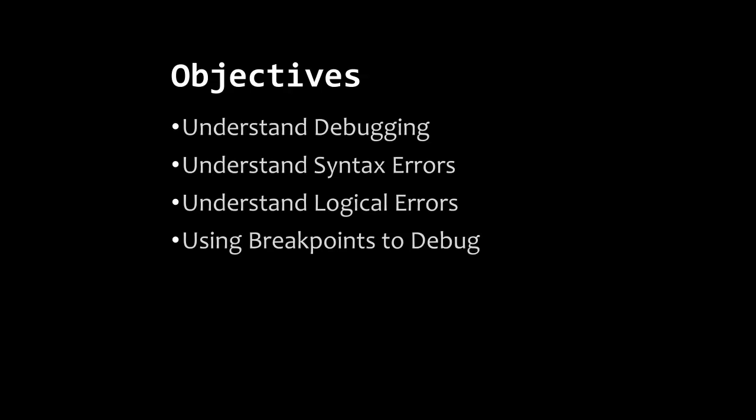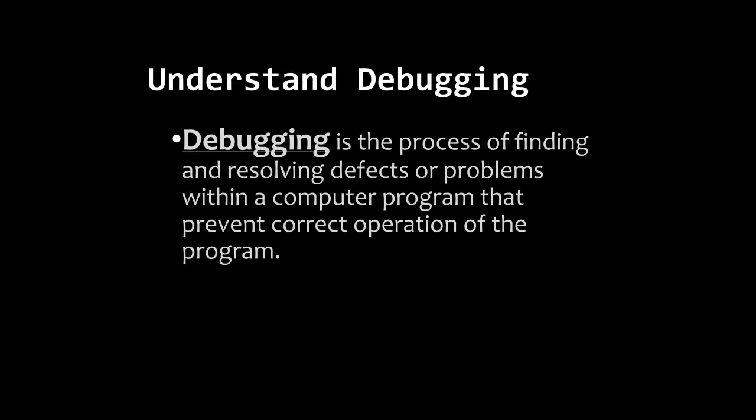Okay? Anyway, let's get into this. What is debugging? Debugging is the process of finding and resolving defects or problems within a computer program that prevent correct operation of the program. So if your program doesn't compile, doesn't run, or the results are wrong, there's a reason for that. The process of going in, finding the reasons it's not working, and fixing the problem is called debugging.